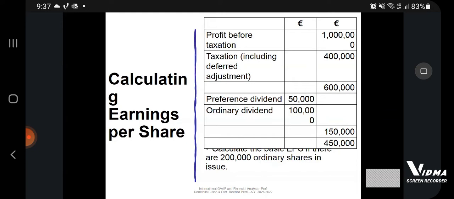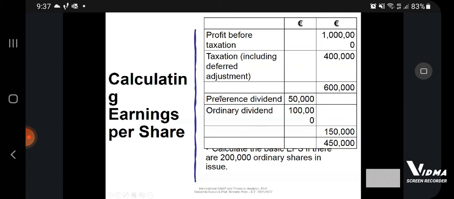So if profit before taxation is 1 million euro, and the taxation is 400,000, that means that the net profit for the year is 600,000 euro. We see here that we have preference dividend 50,000 and the ordinary dividend 100,000. I apologize for the zeros that have been displaced, but I guess that's not a big issue, right? Or we can fix it now, but if it's not a big issue, we can go on.